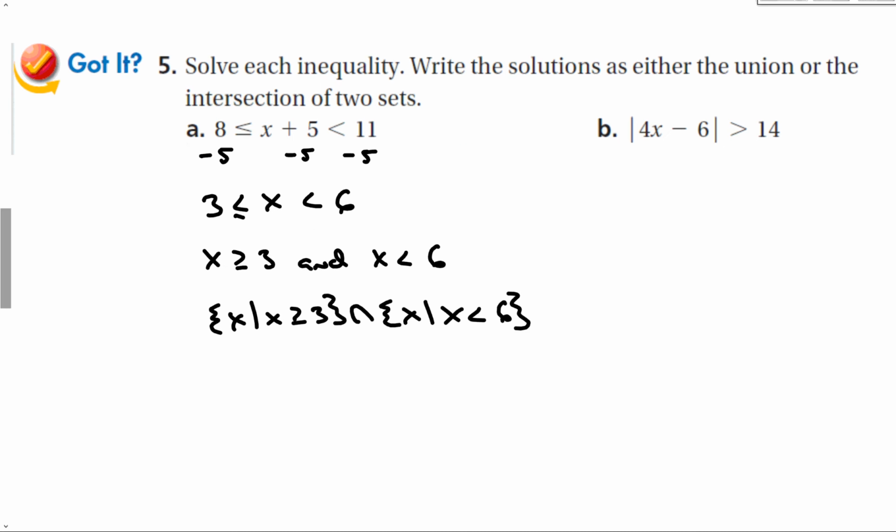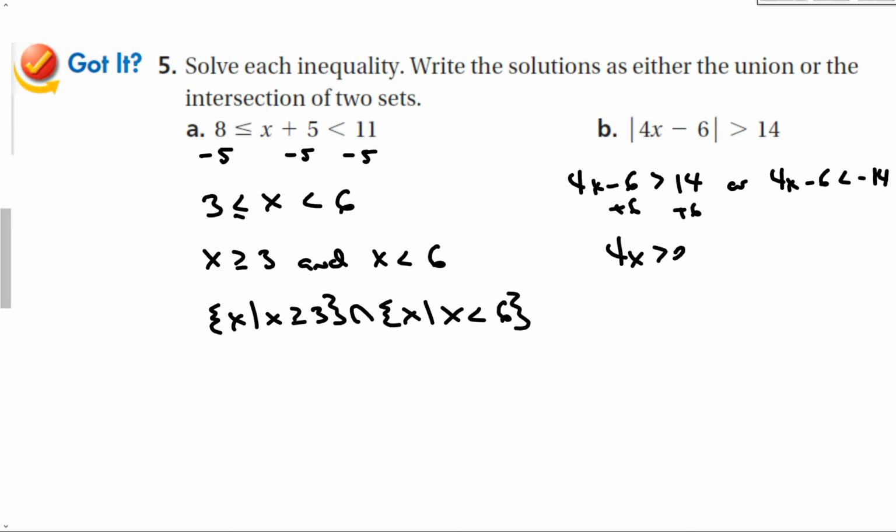A little silly, but okay, so this is going to be a greater than. So we don't have a choice. We have to solve both of these separately, so we can't make one compound inequality. So this is going to be 4x minus 6 is greater than 14, or 4x minus 6 is less than negative 14. Add 6 to both sides here.